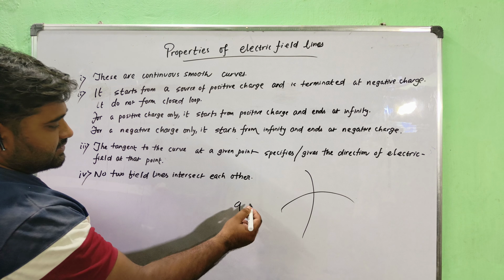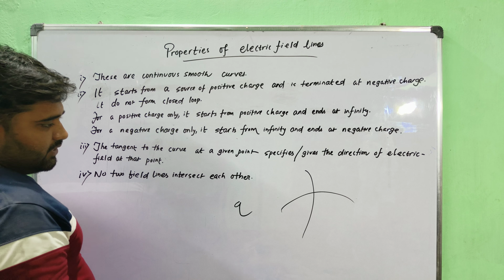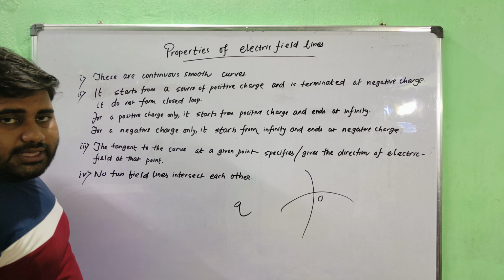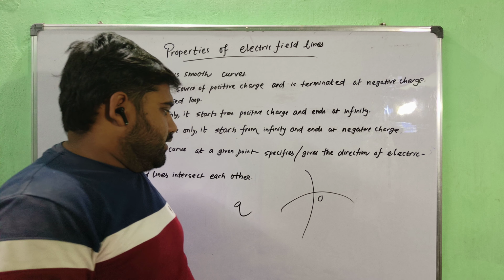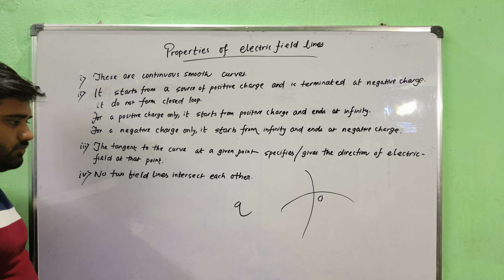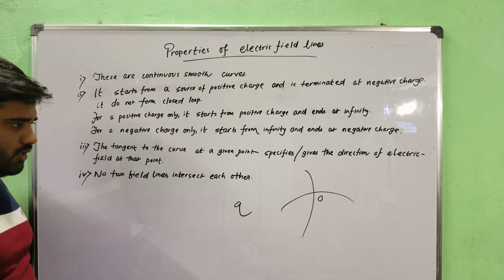It is a charge Q. It has an electric field line like this and an electric field line like this, and they are getting intersected at O. It is generally a point. So what is the point saying? That these lines can never intersect each other.